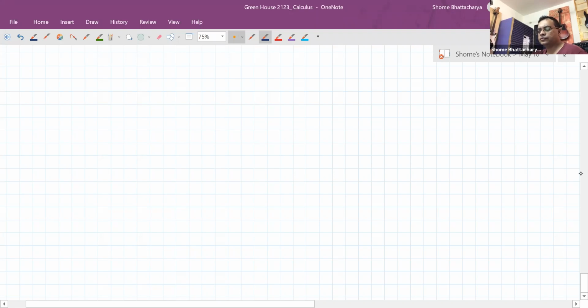Okay. Understood the point now? Yes, sir. Okay. So see, there are two ways of analyzing any relation. One is algebraic, from the formula of the relation, and the other is geometrical, from the graph of it. So from both interpretations, we can tell whether a given relation is a function or not.